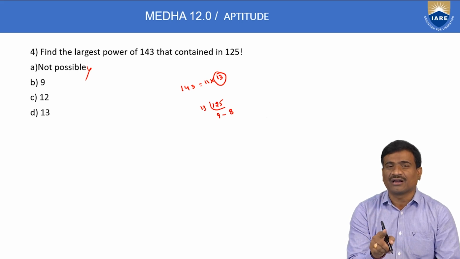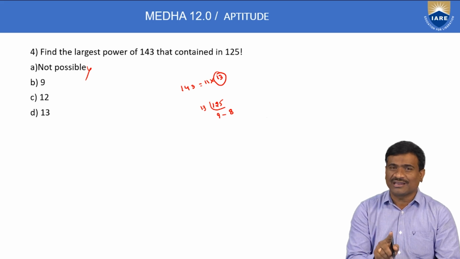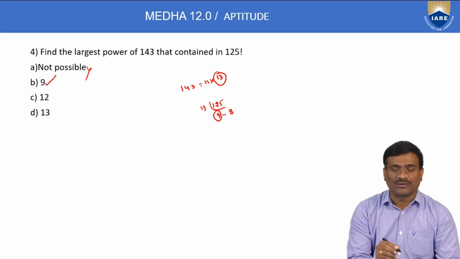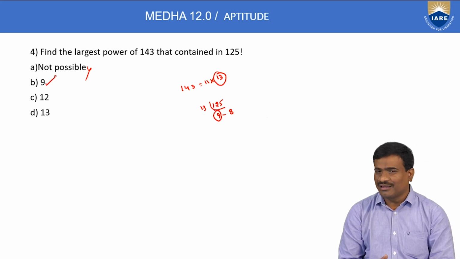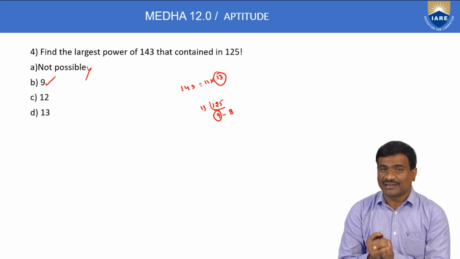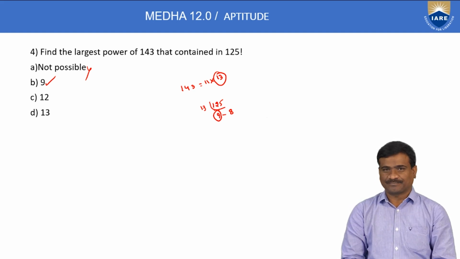The remainder indicates the leftover, and the quotient indicates the number of 13s. We want only the number of 13s, which is 9. So option B is the only correct answer. By this method, the largest power of 143 in 125 factorial is equal to 9. That is 143 to the power of 9 in 125 factorial.